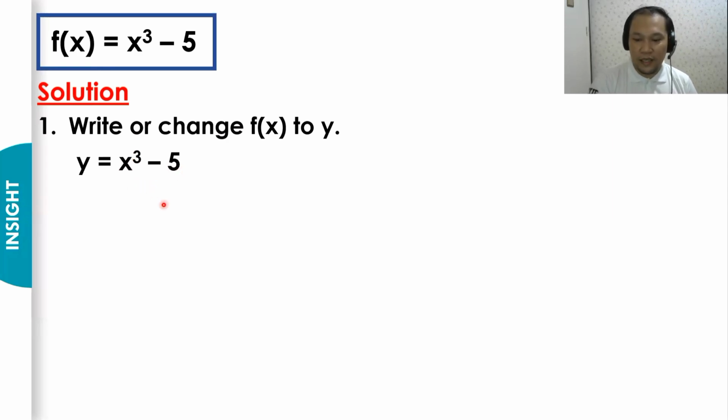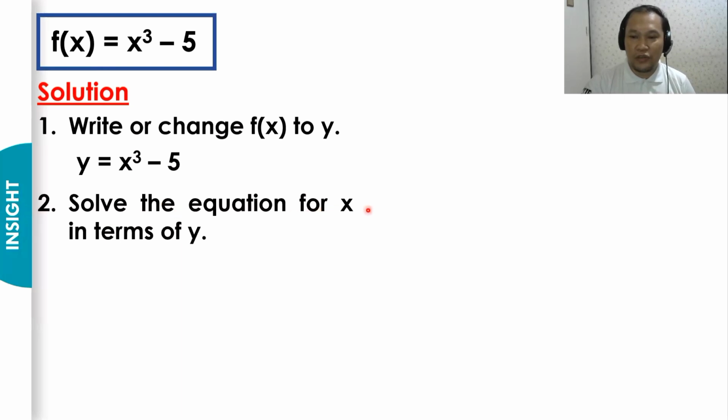And then, step number 2, solve the equation for x in terms of y. Therefore, the negative 5 here will be transposed on the left side of our equation. Therefore, we do have y plus 5 is equal to x cubed. Remember, the moment you transpose negative 5 on the right to the left side, the negative 5 will become positive 5. Thus, we do have y plus 5 is equal to x cubed.